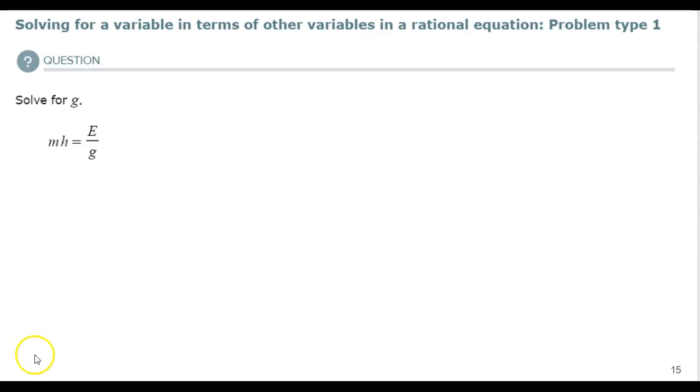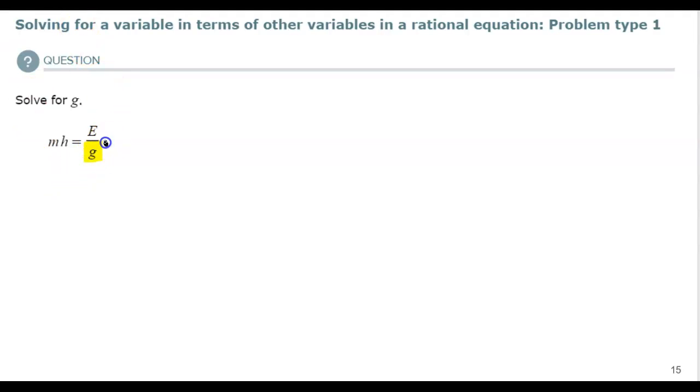Okay, the last one we're going to talk about, just because you may see problems like this, wants us to solve for G. So this is different because we have a bunch of variables around it, when what we actually want is g in terms of other variables. So I'm trying to get that g by itself.